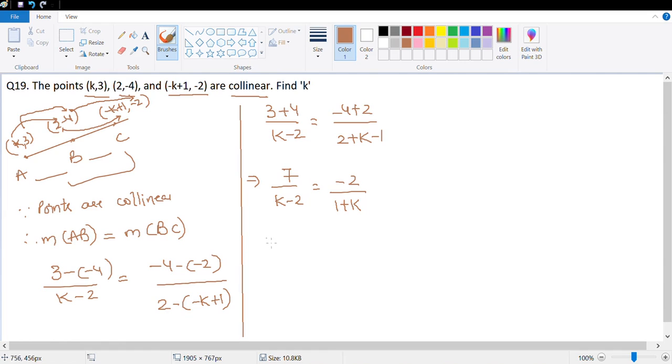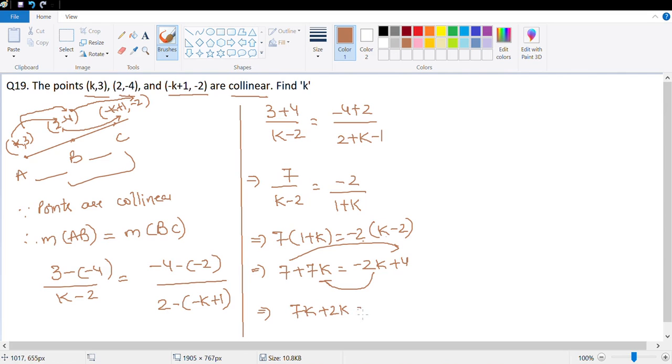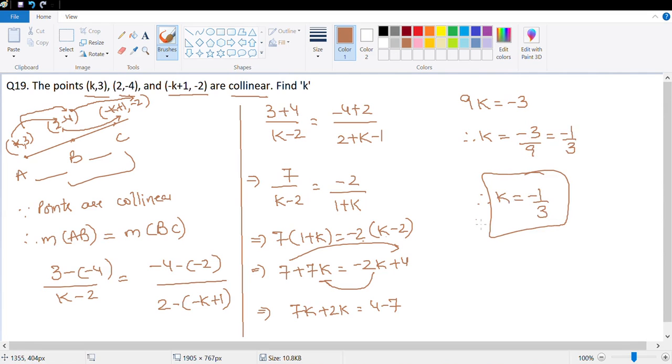Let's cross multiply. I get 7 times (1 plus k) is equal to -2 times (k minus 2). Let's open the bracket. That's 7 plus 7k is equal to -2k plus 4. Let's bring k on one side and the numbers on the other side. We get 7k plus 2k is equal to 4 minus 7. That's 9k is equal to -3. Therefore, k is equal to -3 upon 9, which is -1 upon 3. So if k is -1 upon 3, then these 3 points are collinear.